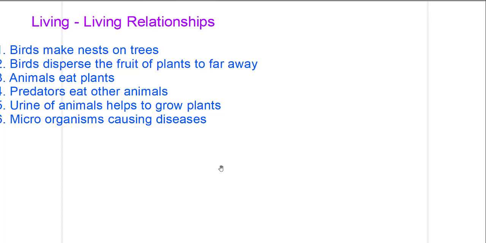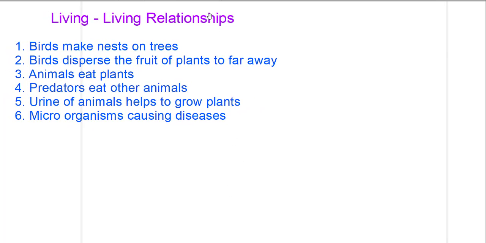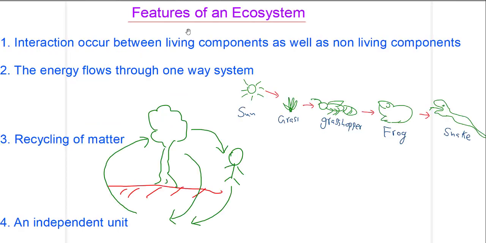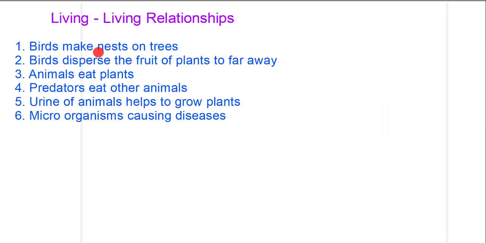We can consider, children, because I just explained that in an ecosystem, interaction occurs between the living components as well as non-living components. And the living interactions are there. The birds make nests on trees. Birds are living, and the trees are also living. There's a living interaction, or a living relationship. Birds disperse the fruits and seeds of plants far away.